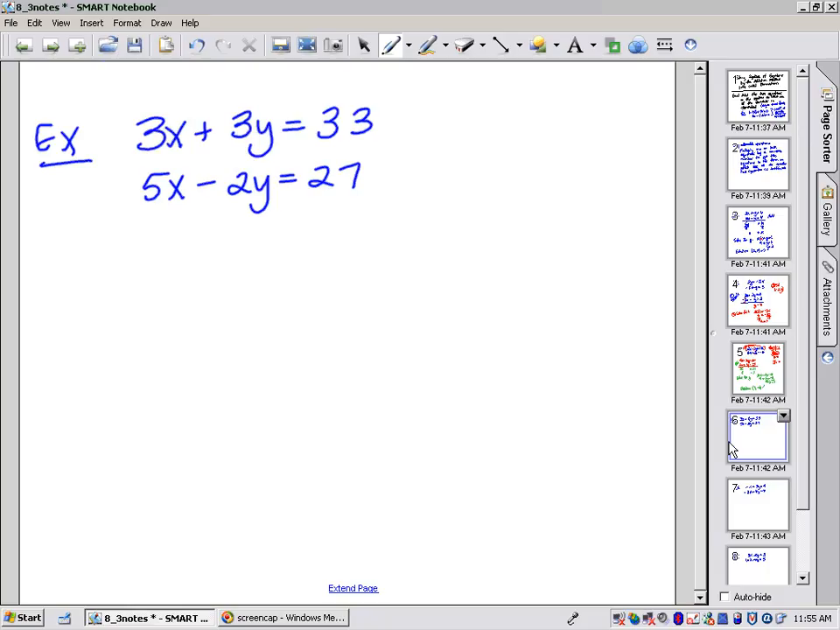Let's look at this system. 3x plus 3y equals 33, and 5x minus 2y equals 27. So here again we have to make a decision. Which one do we want to eliminate? This time I'll say let's eliminate the x. Again what I realize is that none of those were opposites initially. If they were, I could just add them and go on. But since they're not opposites, I need to do some multiplication.